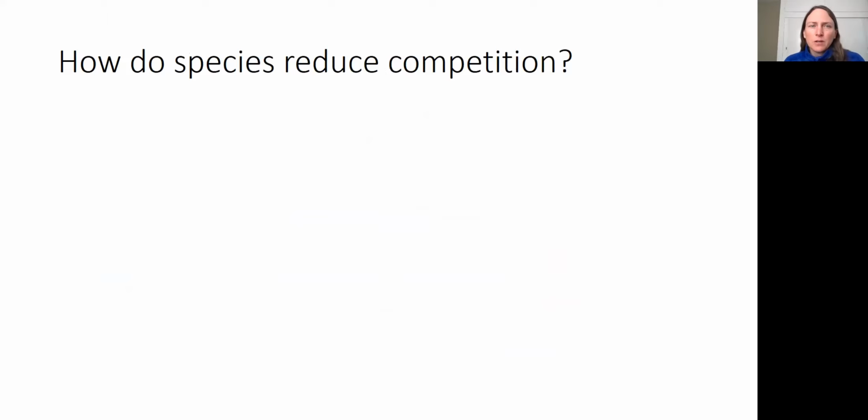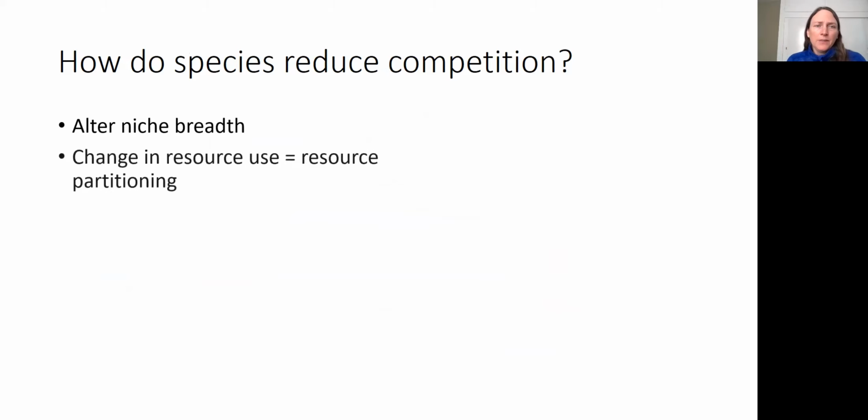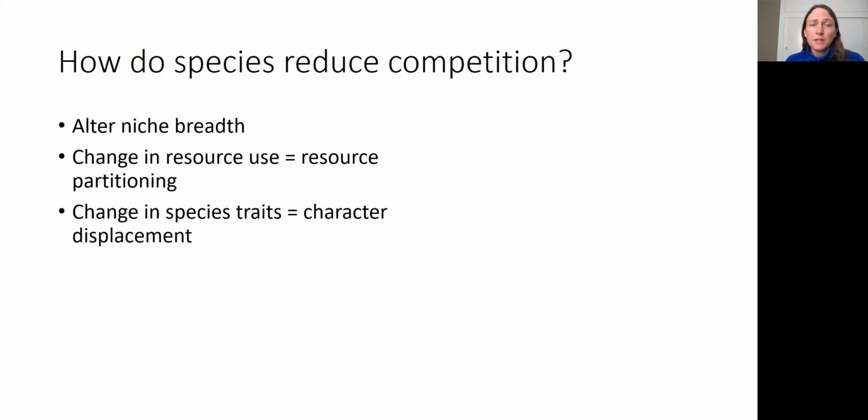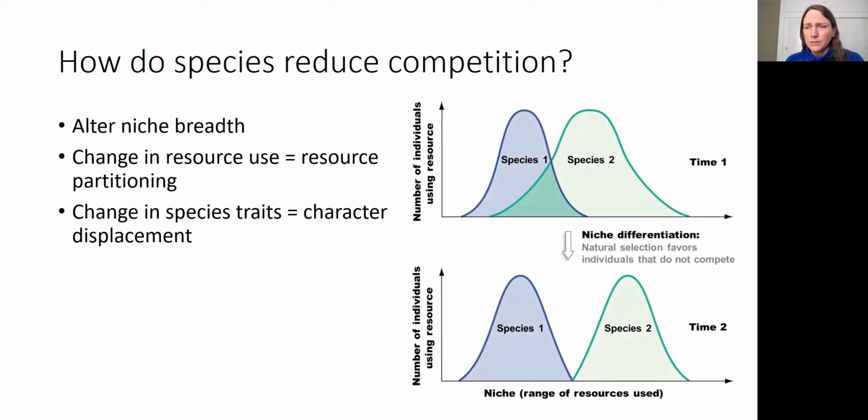So how do species reduce competition? They can alter their niche breadth. That's basically shrinking down their realized niche space. They can change their resources. So they can partition resources, meaning they can choose to use resources that other organisms aren't using. They can change their traits, which is called character displacement. And this is an evolutionary change. And so here's an example of two species that are competing and niche differentiation. This shows the realized niches changing for both species.